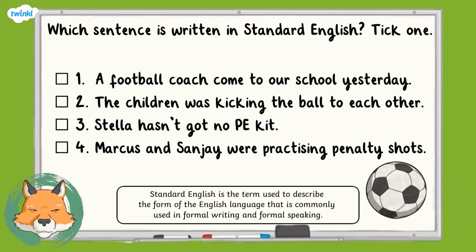The first sentence contains the wrong verb form. The simple past tense came should be used instead of the past participle come. In the second sentence, the subject and verb don't agree. Was should be were because children is plural. In the third sentence, the word no has been used incorrectly instead of any. The final sentence has been written in Standard English. Well done if you got that one right.